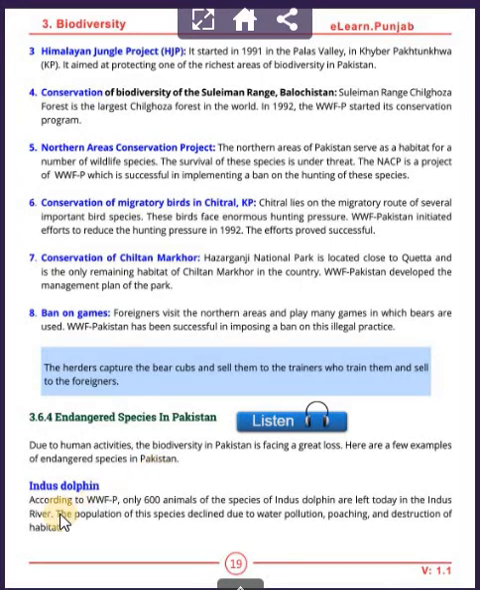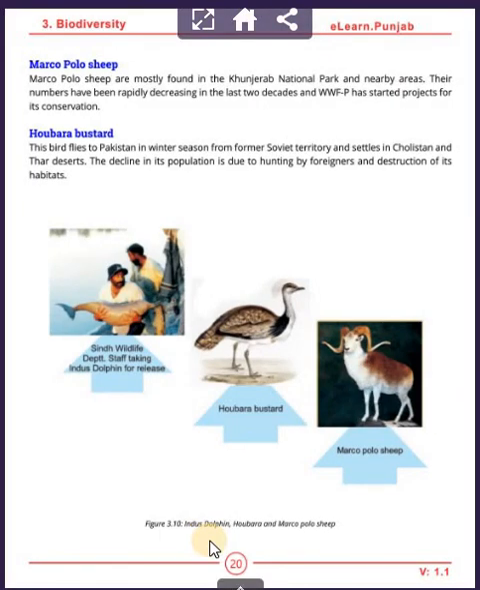The first one is the Indus dolphin. According to WWF Pakistan, only 600 animals of the Indus dolphin species are left today in the Indus River, and the population of this species declined due to water pollution and destruction of habitat as well. Then the second one is the Marco Polo sheep. These are mostly found in Khunjerab National Park and nearby areas, and their numbers have been rapidly decreasing in the last 2 decades. WWF Pakistan has started projects for its conservation.